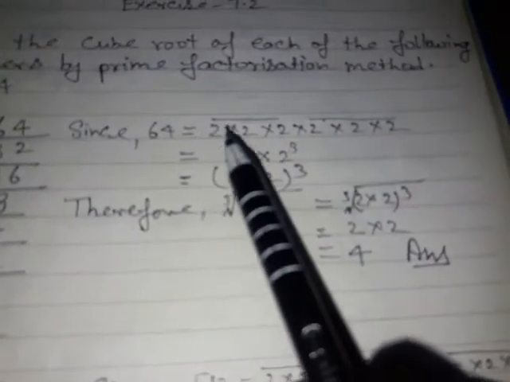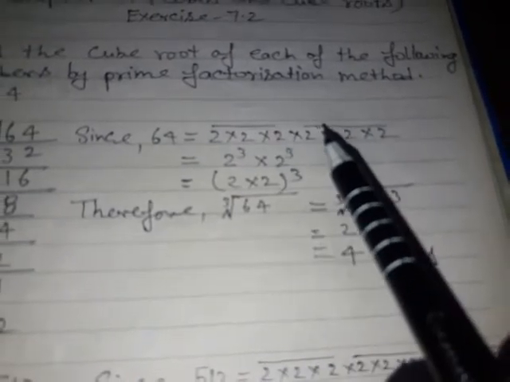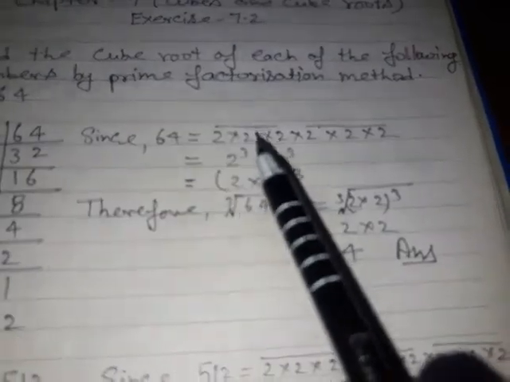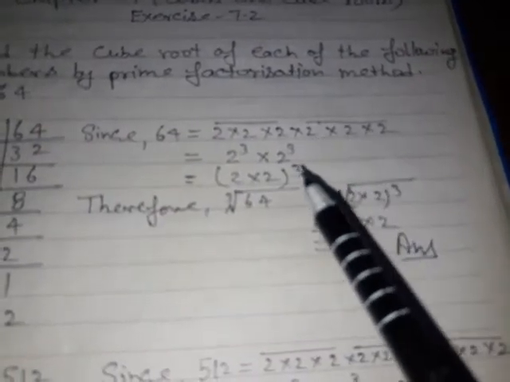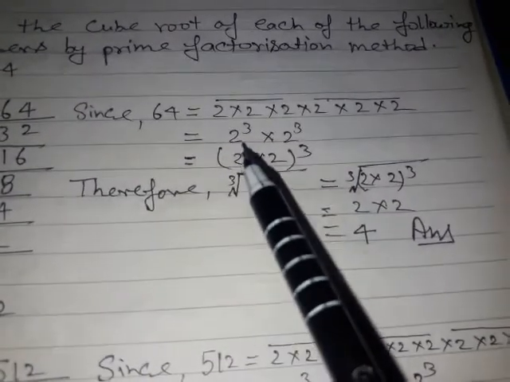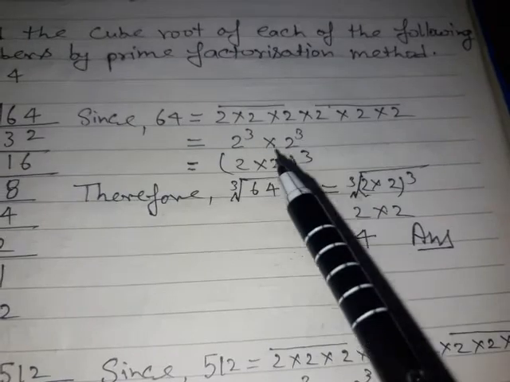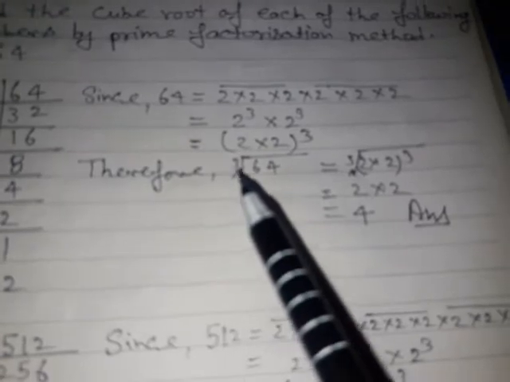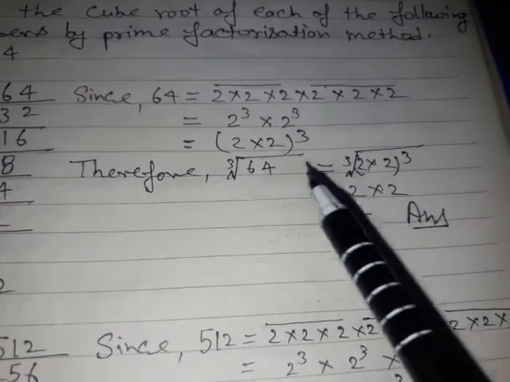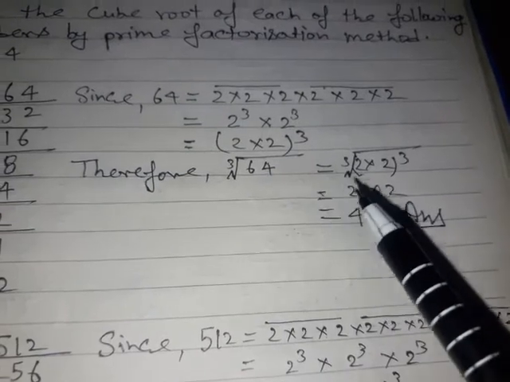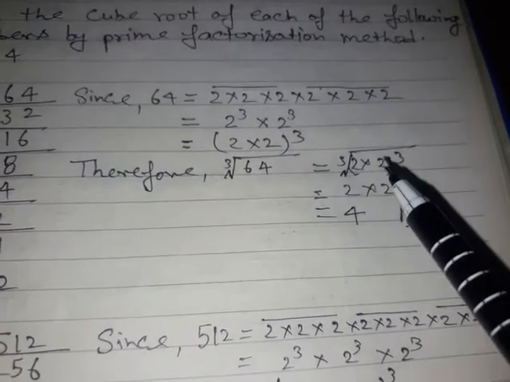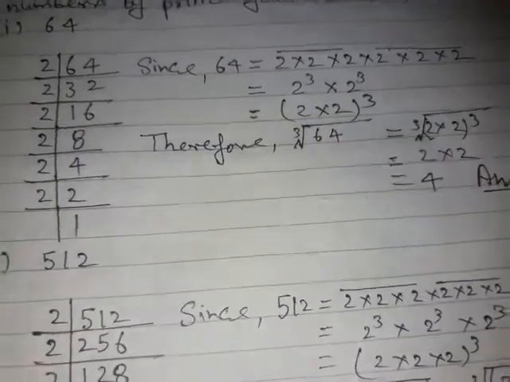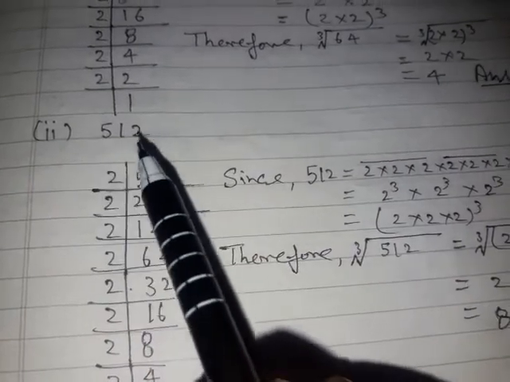Now make groups of 3: 2 into 2 into 2 is the first group, 2 into 2 into 2 is the second group. Now we can write it as 2 to the power 3 into 2 to the power 3. We can see that the powers are same, 3 and 3, so we can write it as (2 into 2) whole cube. Therefore cube root of 64 is equal to cube root of (2 into 2) whole cube. Now write it 1 time: 2 into 2 is equal to 4. It is the answer.